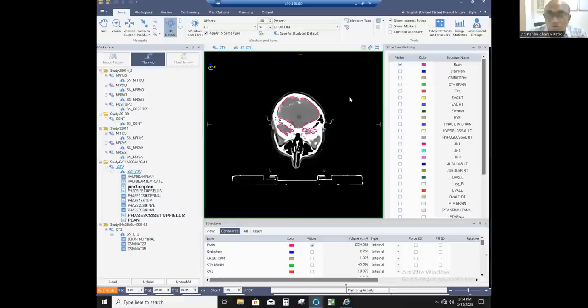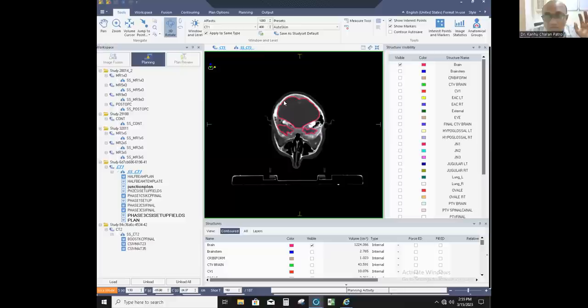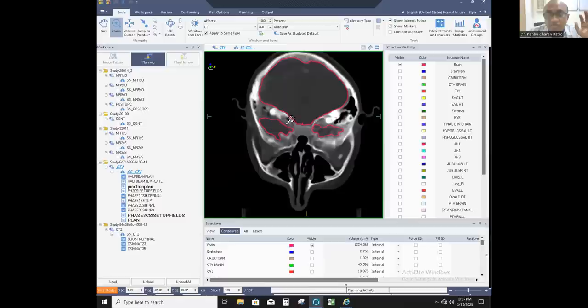And when you are contouring the whole brain, always contour in the bone window, not in the brain window. This is a very good line to understand. You should contour in the bone window. If you don't contour in the bone window, there is a high chance of missing some areas of brain, because in the soft tissue window there is a high chance of missing. Always contour in the bone window.